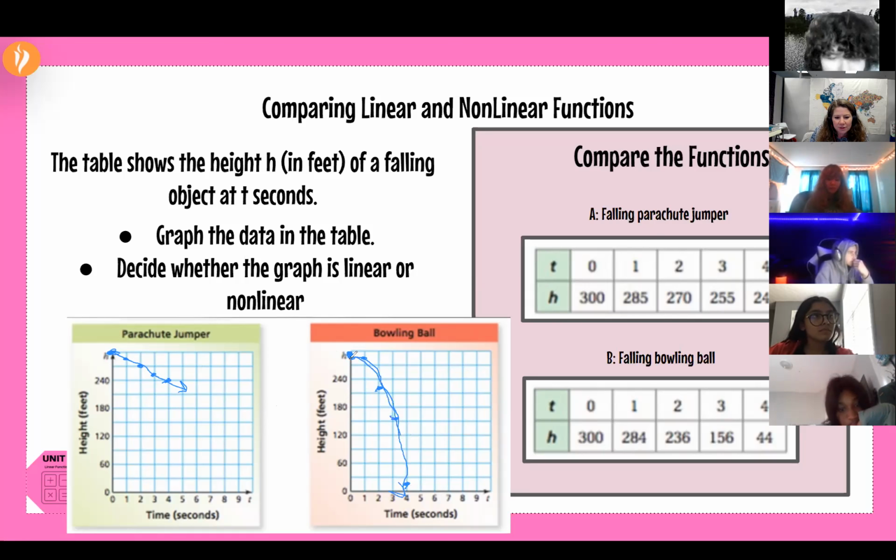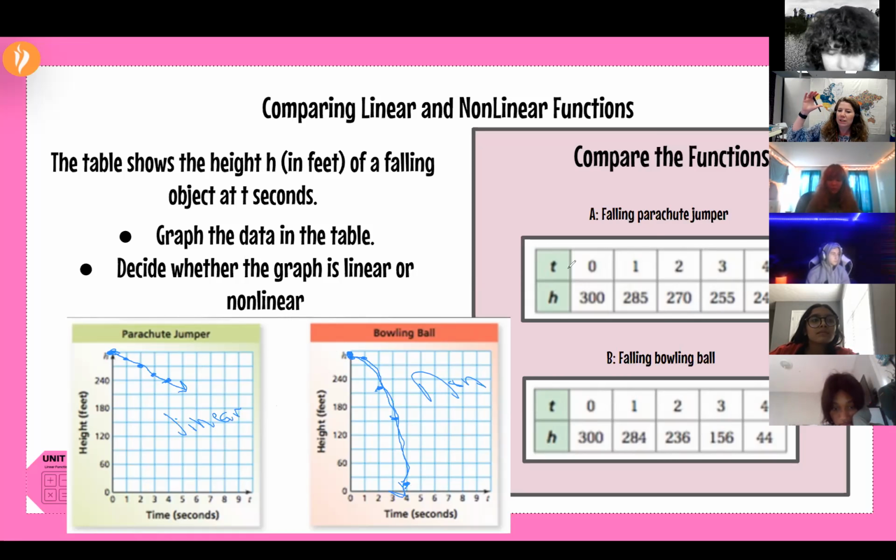I mean, obviously I can't draw a straight line, but no, this is nonlinear, right? This is nonlinear and this one's linear. So the parachuter would drop at a consistent rate, but a falling bowling ball would change rates as it got farther and farther to the ground.